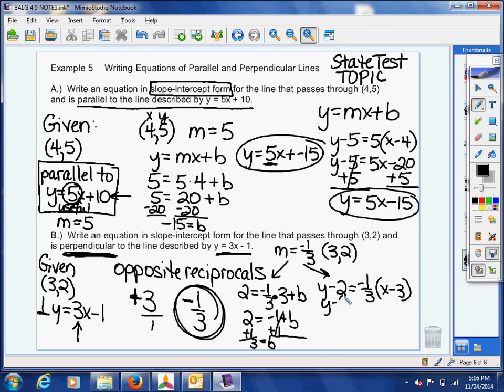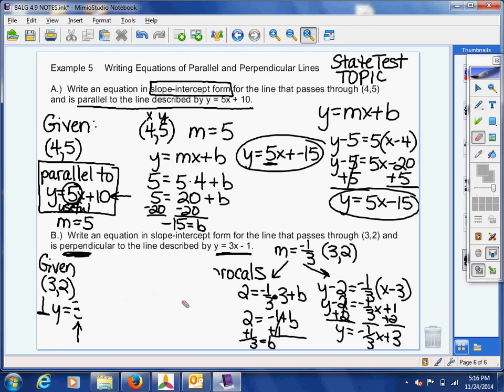You distribute, and then you add 2 to each side, and you end up with y equals negative 1/3 x plus 3. You would get that here as well. You just have to rewrite it. m is negative 1/3 and b is 3. You're just going to have to go one step further to write that out, and then you can finish it up: y equals negative 1/3 x plus 3.